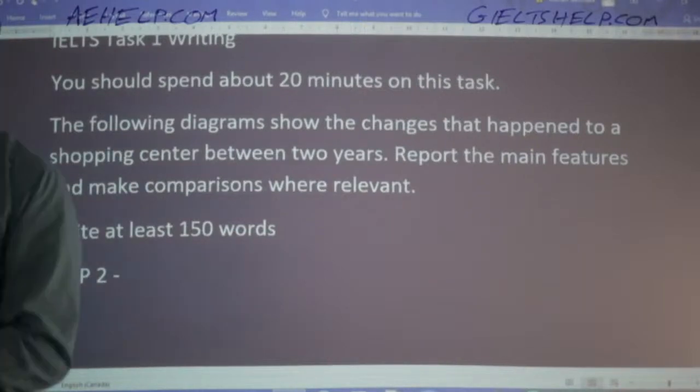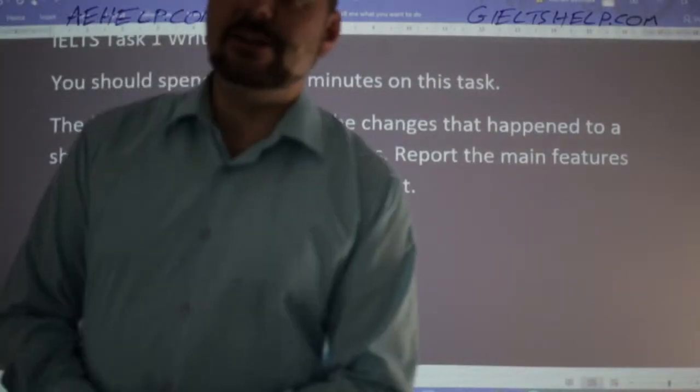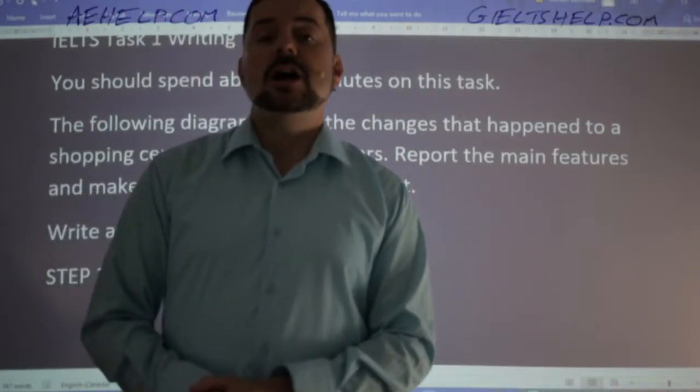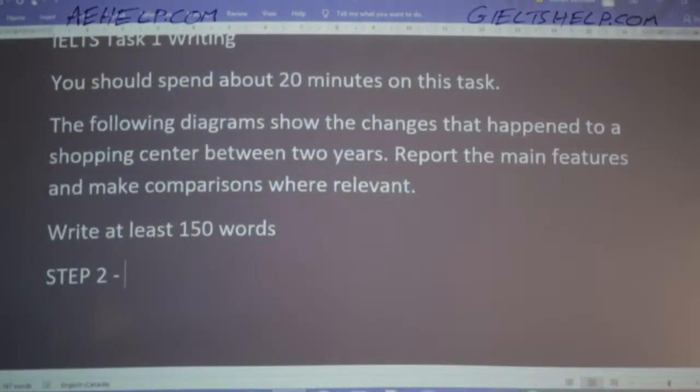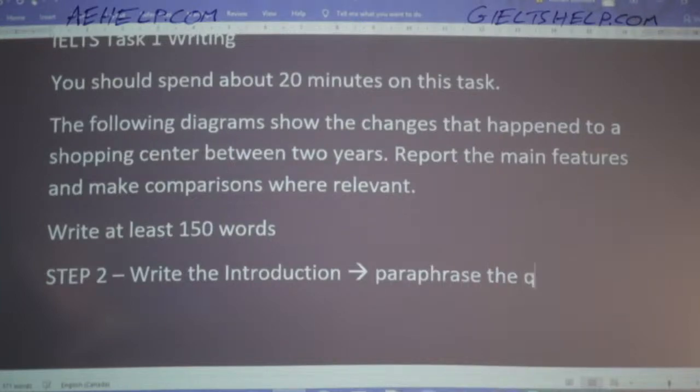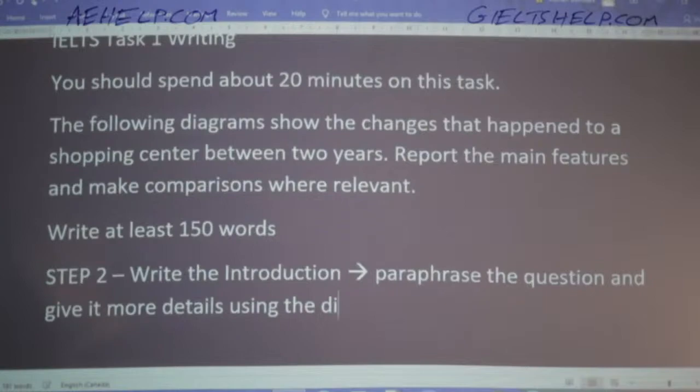What should I do here? Nick Hill says, paraphrase the question, give it details, write the introduction, right? Write the introduction, which means to paraphrase the question and give it more details using the diagram.